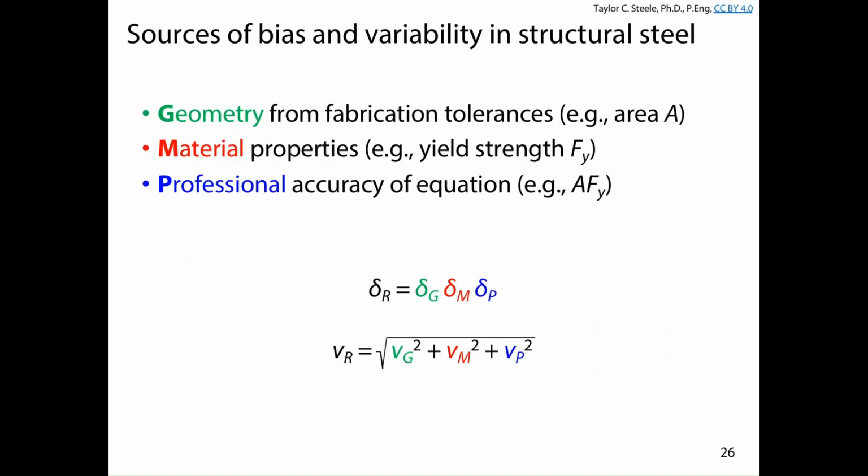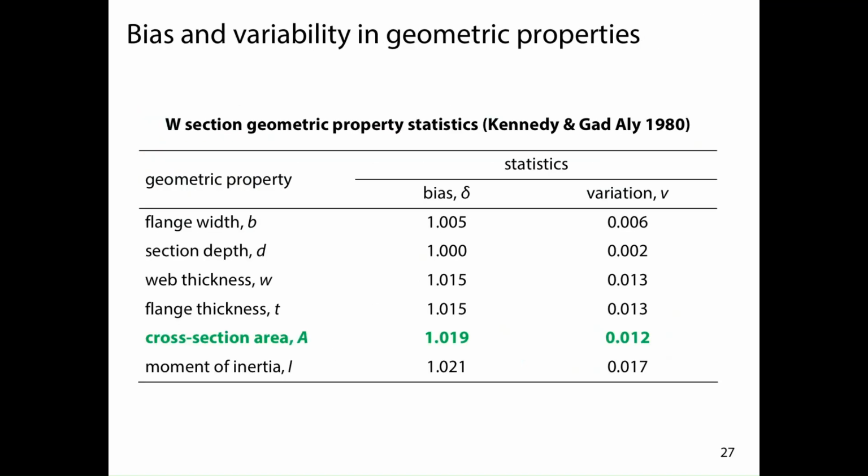For example, in the 80s, and people still do this, these folks wrote a paper. They went and measured flange widths, section depths, web thicknesses, and flange thicknesses, and then they calculated the cross-sectional area and the moment of inertia for a bunch of wide flange shapes. Imagine how fun that is. You go down to Ocean Steel and just get calipers and measure all their W shapes and compare them to what they're supposed to be.